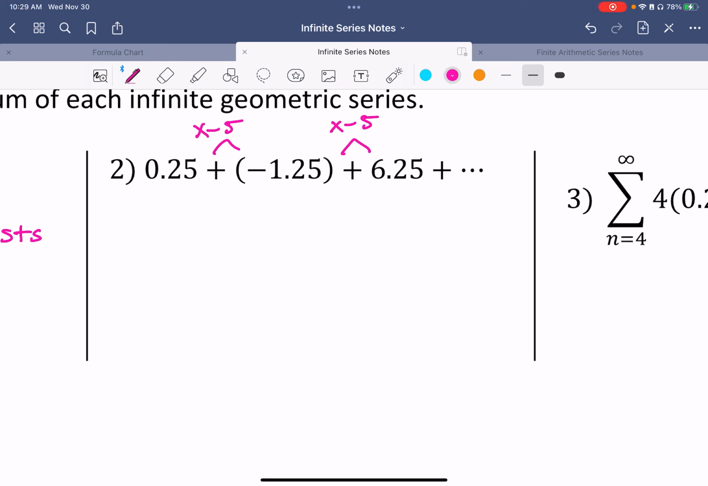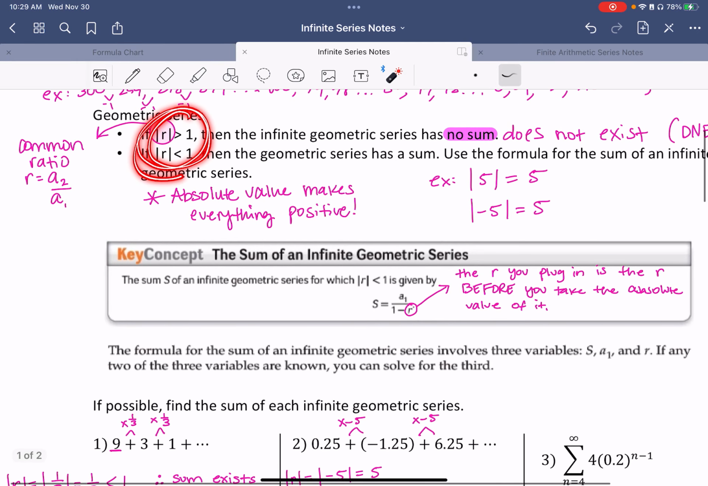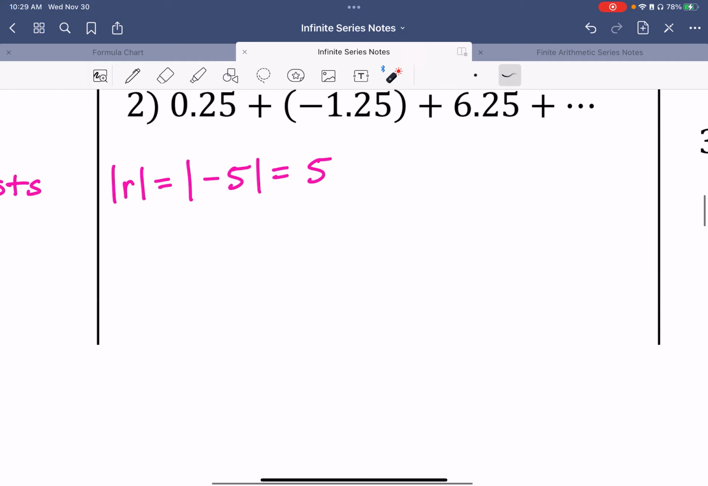So I'm going to do the test to figure out whether or not there is a sum. So I'm going to start by taking the absolute value of R. The ratio is negative 5. I'll put that in the absolute value symbol. Remember, anything that's negative is always going to come out positive. So the absolute value of negative 5 is just positive 5. Now the rule is, is it greater than or less than 1? Okay, 5 is greater than 1.